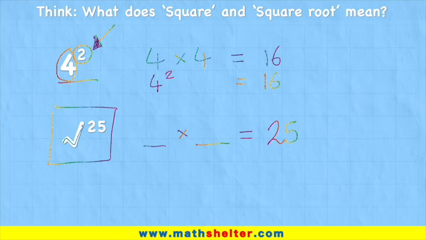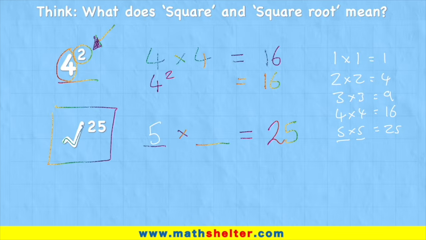Well, let's have a little experiment. 1 times 1 would be 1. So that's not it. 2 times 2 is 4. 3 times 3 is 9. 4 times 4 is 16. And 5 times 5 is 25. So I think we've found it with our 5 times 5. So the square root of 25 equals 5. Or in other words, 5 squared is 25.